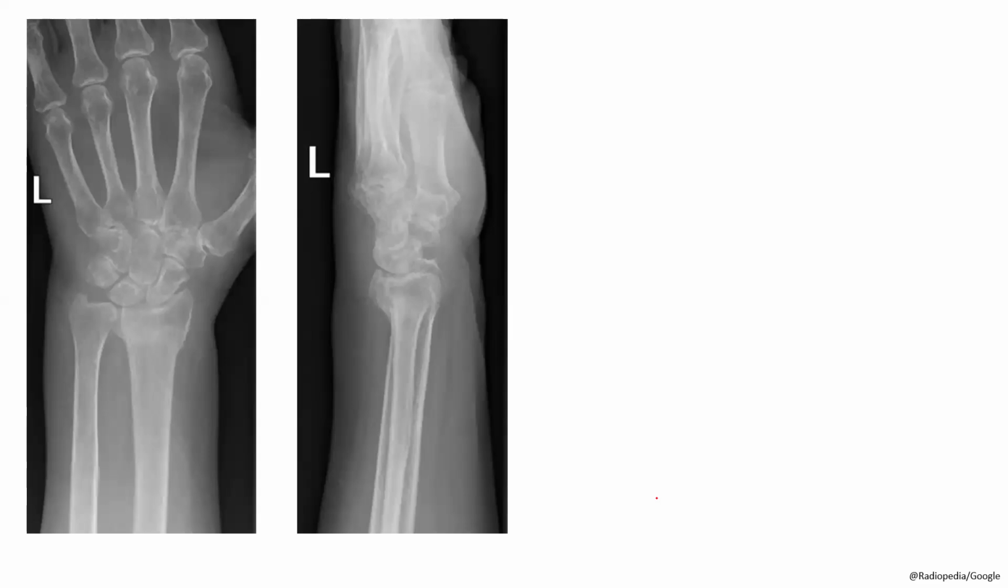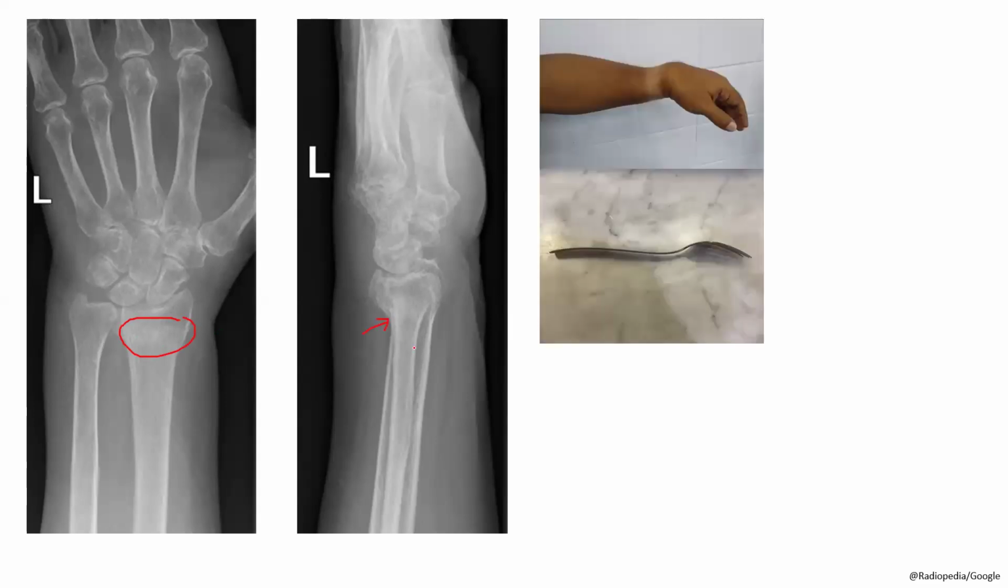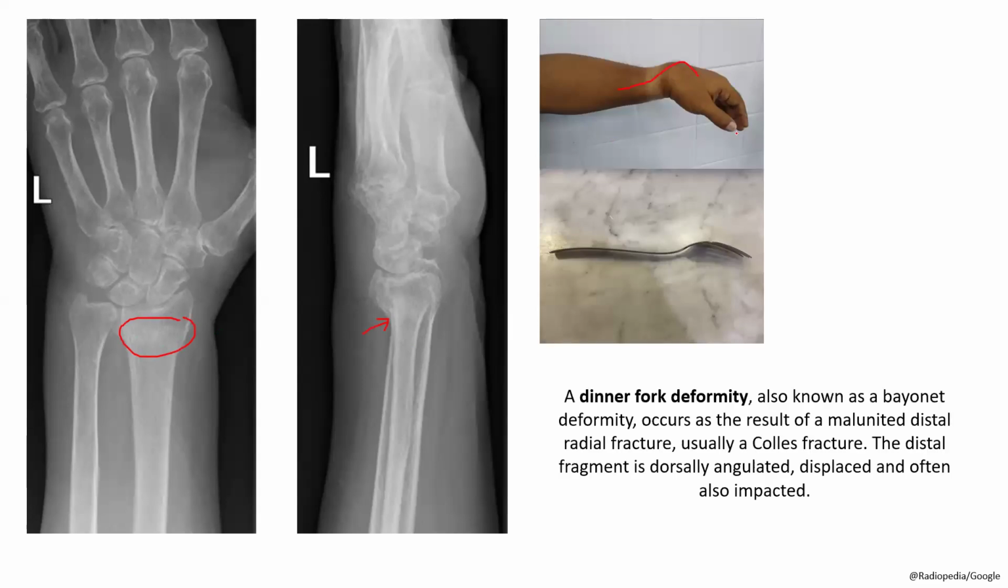What is happening in this radiograph of wrist? Frontal and lateral projection. So we can see there is something wrong happening over here. So there is impaction fracture of the distal radius, and this is giving a typical dinner fork deformity. So this is dinner fork deformity, which indicates Colles fracture. So Colles fracture involves distal radius, and there is dorsal angulation of the distal fragment, which gives a typical dinner fork deformity.